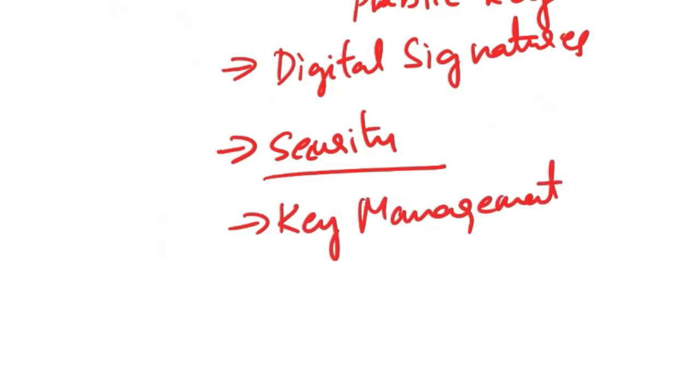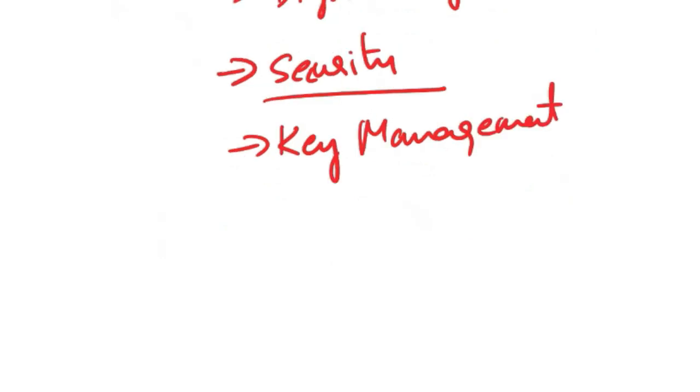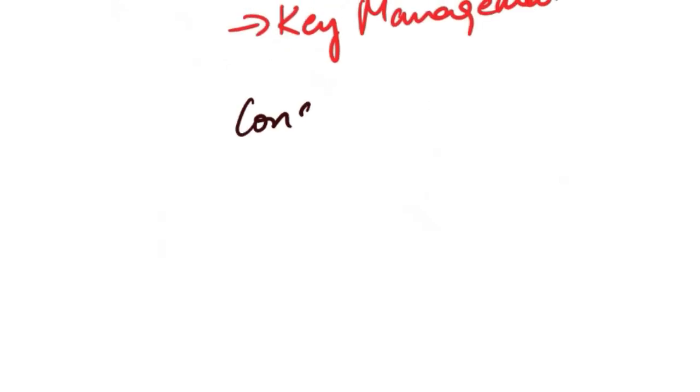Next is key management. Asymmetric cryptography simplifies key management compared to symmetric cryptography, as it eliminates the need for securely sharing and distributing secret keys. Public keys can be freely distributed and shared, while private keys remain confidential and are securely stored by their respective owners. Now let's look at the disadvantages of asymmetric cryptography.